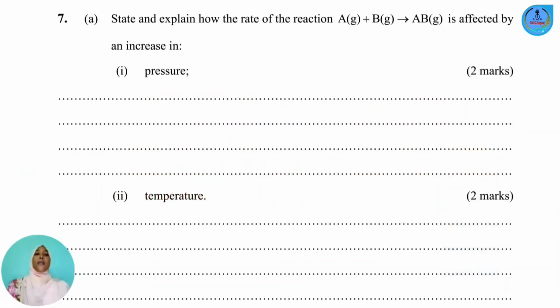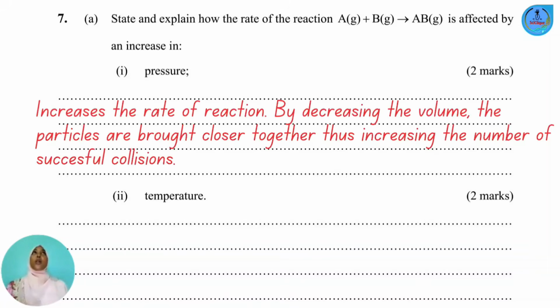Question number 7. Part A. State and explain how the rate of the reaction is affected by an increase in pressure, by an increase in temperature. Now, if we look at the reaction, it's A reacting with B to form AB. When we talk about pressure, it's always about the volume, the number of molecules present, the number of particles present. If we look at the equation, we can break it down into two parts, where you have the reactants and where you have the products.